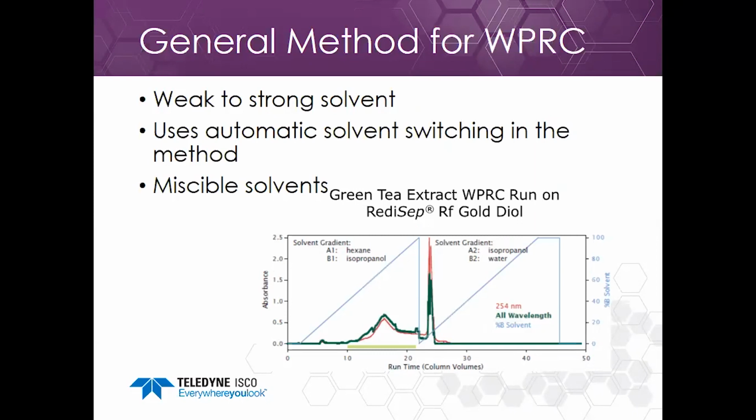So in the example below, running a diol column with green tea extract, I'm running hexane to isopropanol, and then I change the solvent system from isopropanol to an isopropanol water system. And you can see that when I changed the solvent system over, I got some more compounds that eluted off.